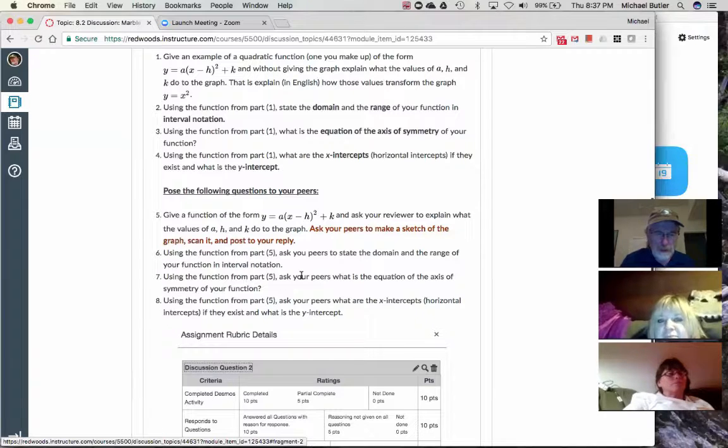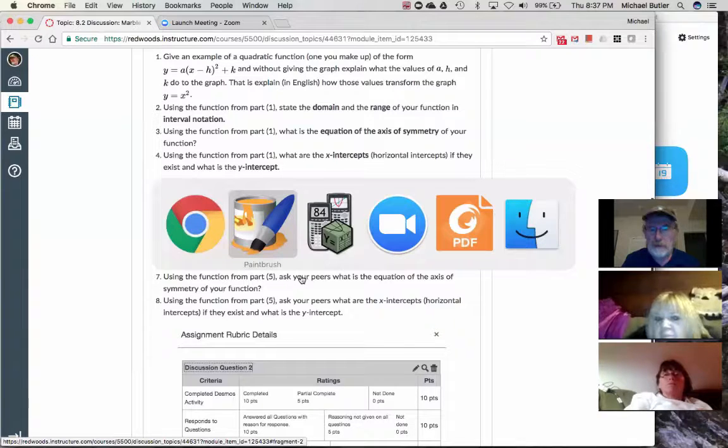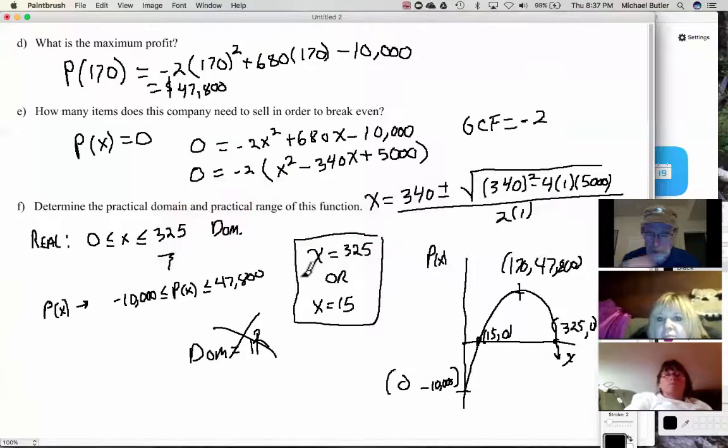Okay, here we go. All right, so let's do part number 5. It says give a function of the form that looks like this, and ask your reviewers to explain what A, H, and K do to the graph. All right, so let's do that. So here's how you do it. This is actually a golden way of doing it.